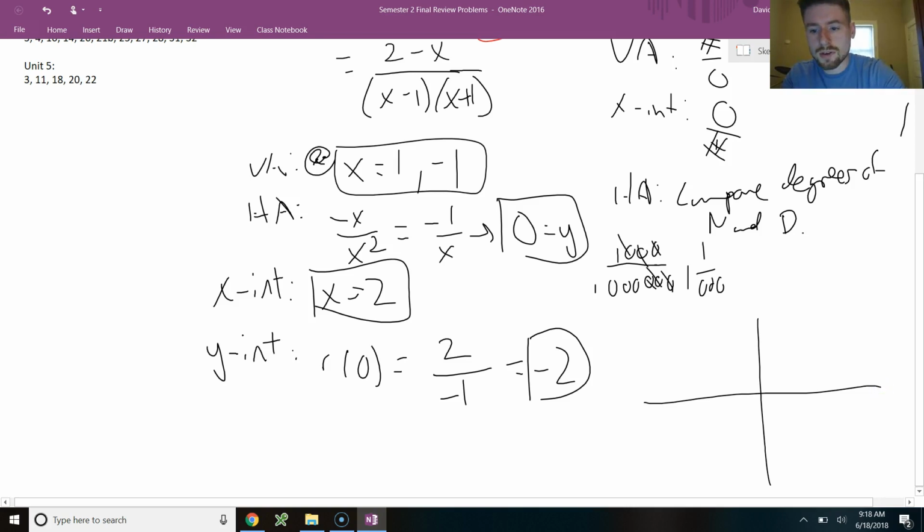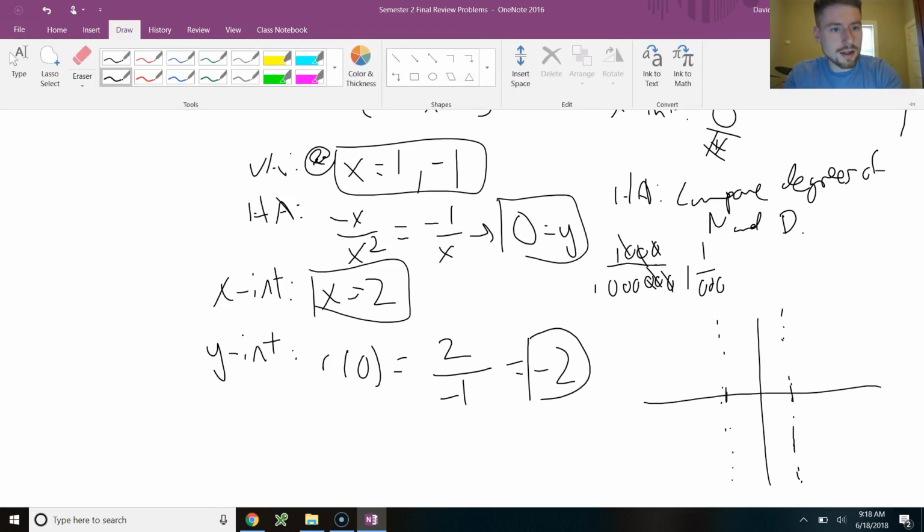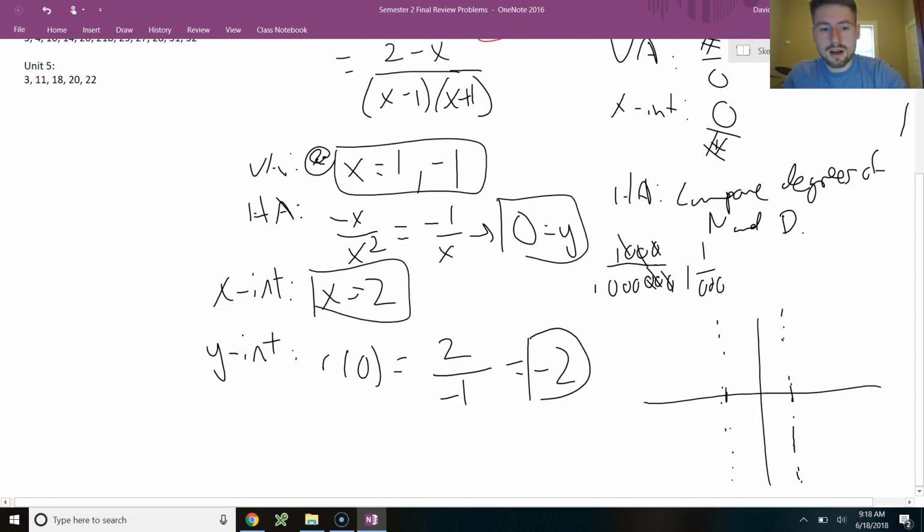So we've got two vertical asymptotes. Here's 1, negative 1. So I'll sketch those in, 1 and negative 1. I'll use a different color for the graph. And our horizontal asymptote's at 0, so I'm not actually going to draw that one.